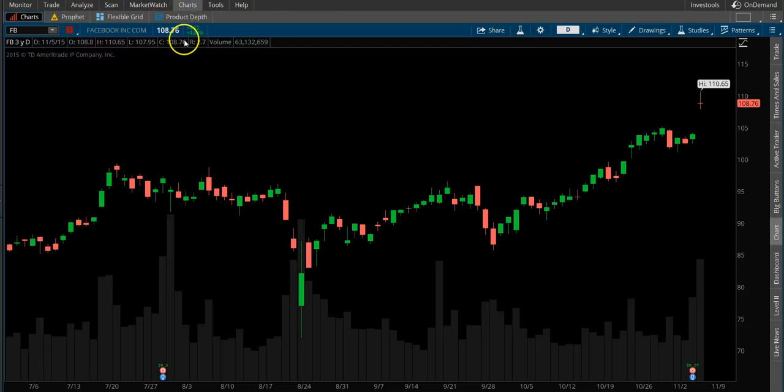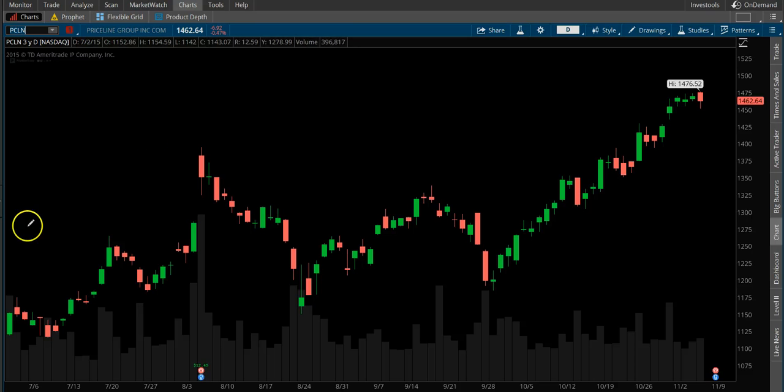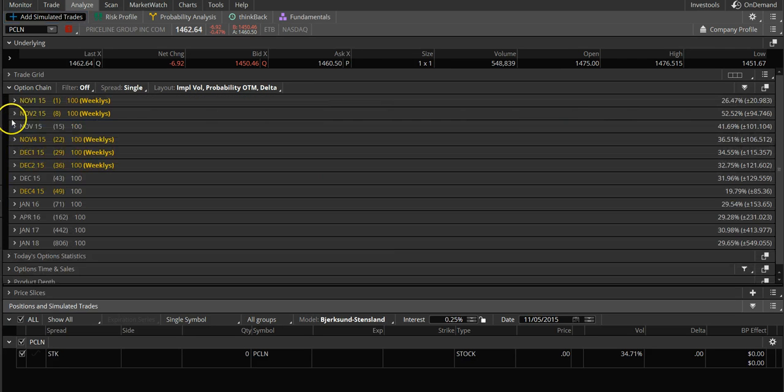Now let's take a look at Priceline. Priceline is going to be announcing, I guess, in a couple of days. And you could look at this stock. Because they haven't announced, let's look at the volatility on Priceline. Now, here is this week's strike. The volatility is 26 and it's pricing in a 20-point move. Next week, the volatility jumps to 52% and it's pricing in a 94-point move.